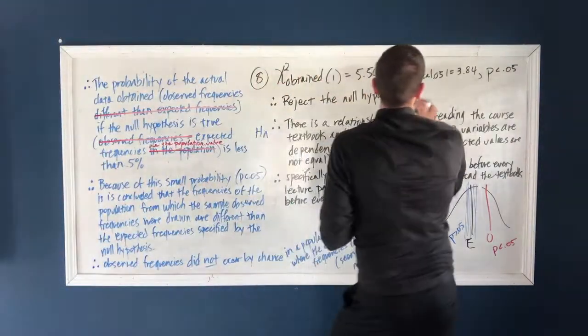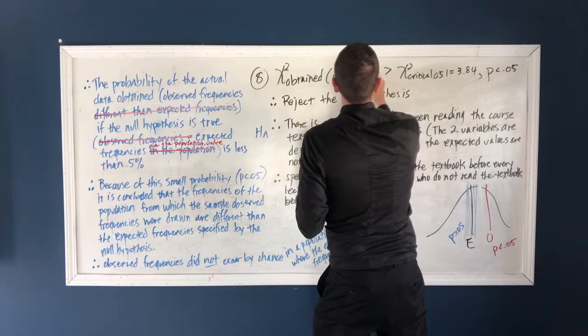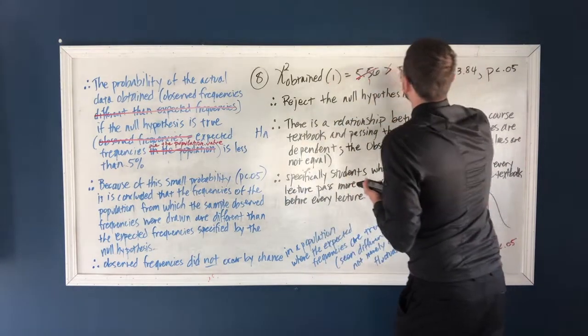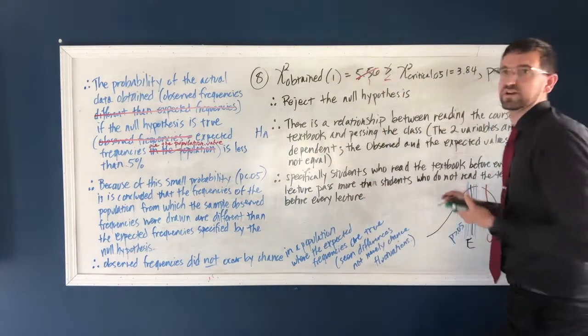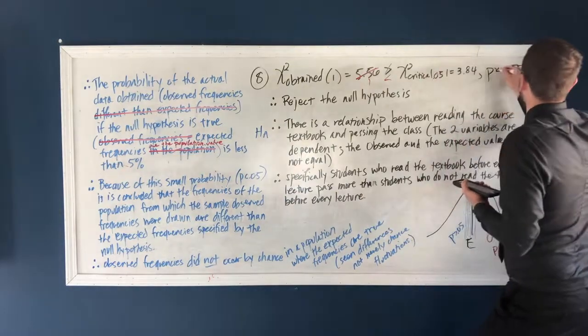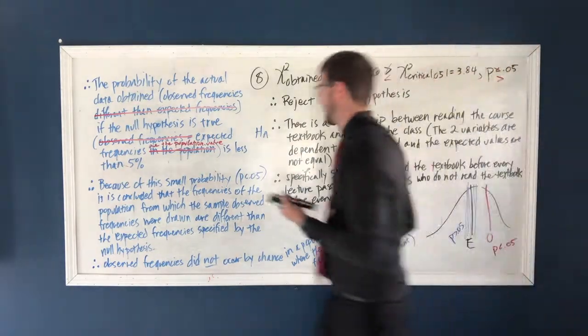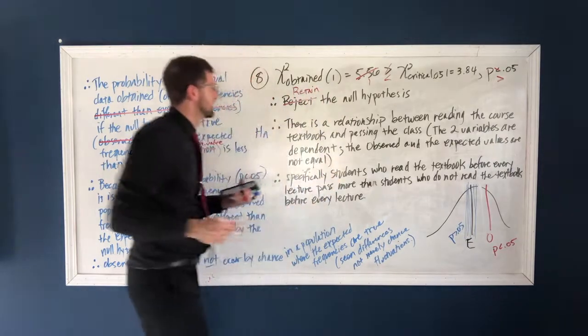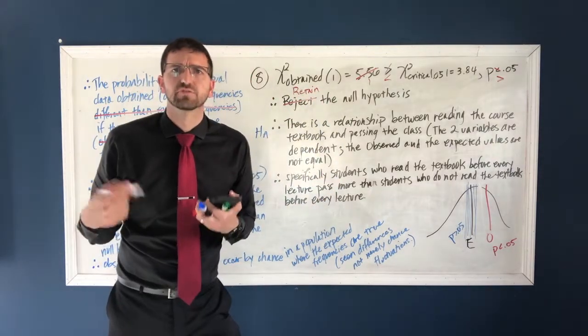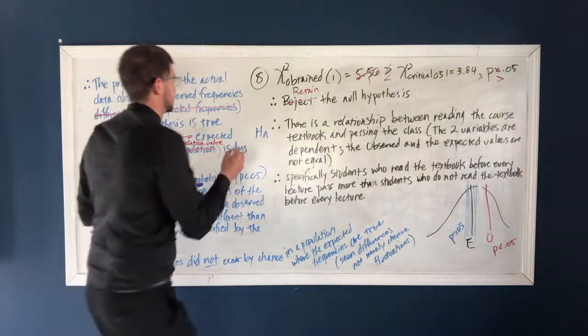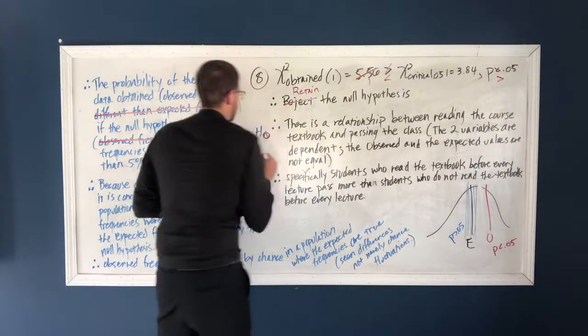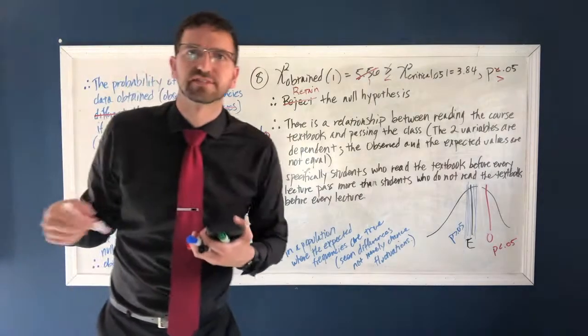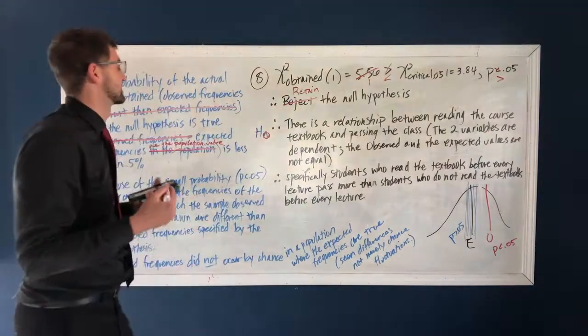Let's say our T obtained was a 1. So a 1 would be less than a T critical of 3.84. Our P would be greater than 0.05. So we would have to retain the null hypothesis. Because we're retaining the null hypothesis, we would interpret the null hypothesis.